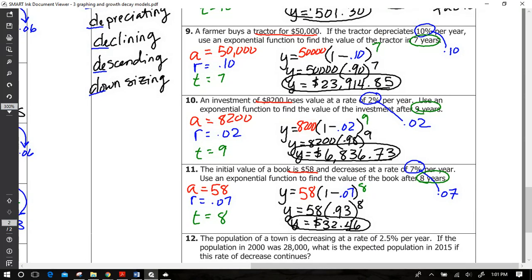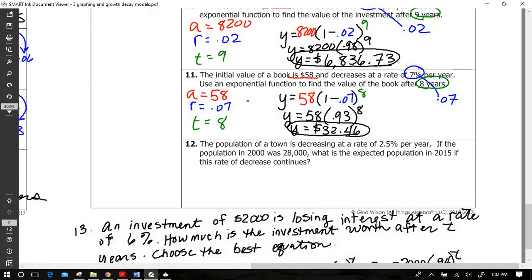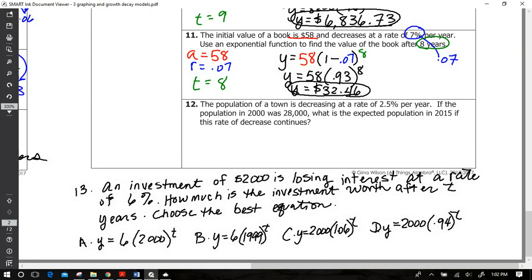So if at this point you still have any questions about how to identify your initial values, plug them into the equation, or to simplify the equation, please raise your hand and ask me, and I will come over and assist you with that. For those of you who are ready to move on, I am going to do numbers 12 and 13 down here at the bottom with you.